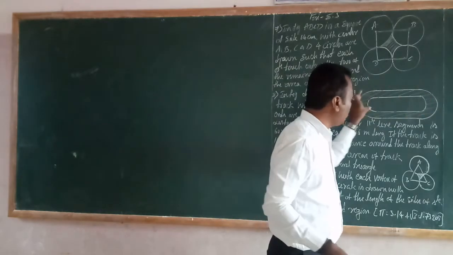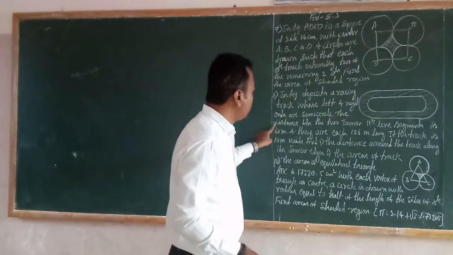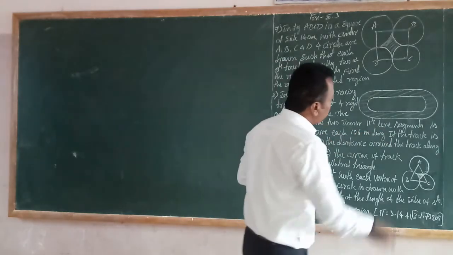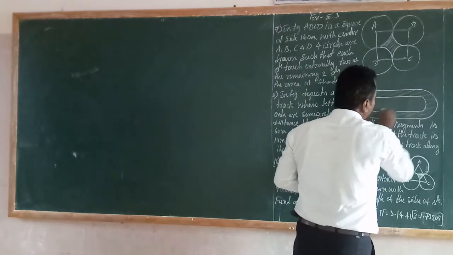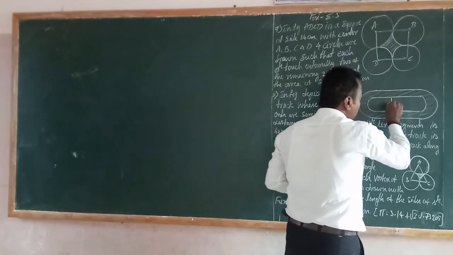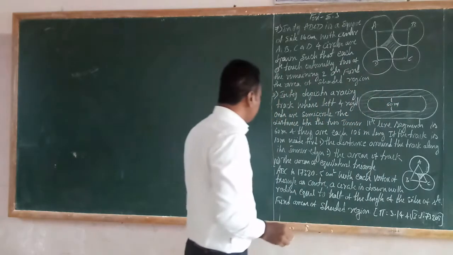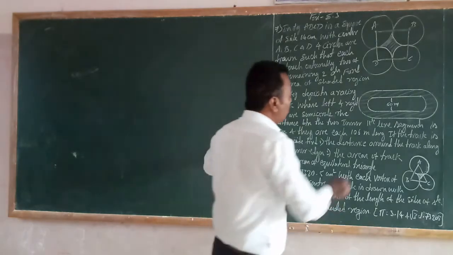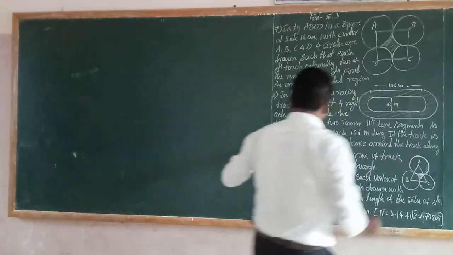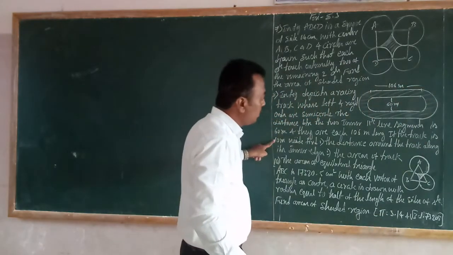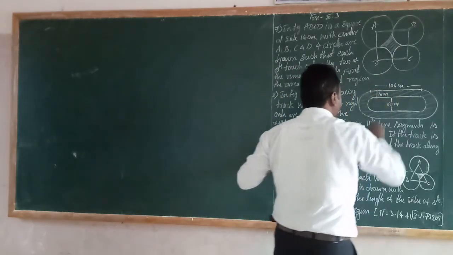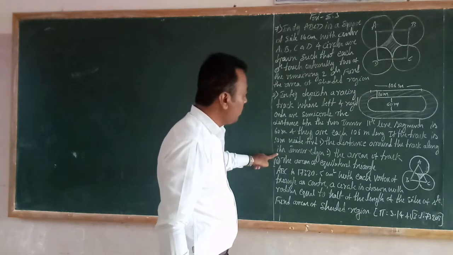The distance between the two inner parallel line segments is 60 meters. This is the inner parallel line segments. These two lines are parallel, so the distance between these two is 60 meters. And they are each 106 meters long. If the track is 10 meters wide, then find the distance around the track along the inner edges and the area of the track.